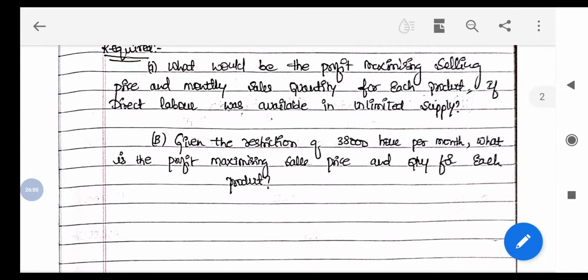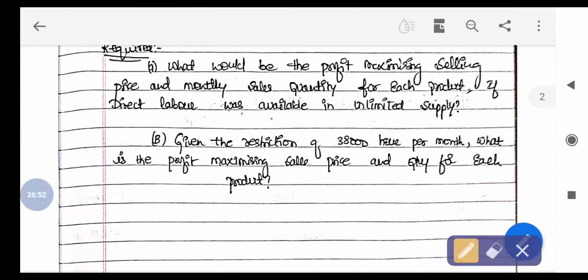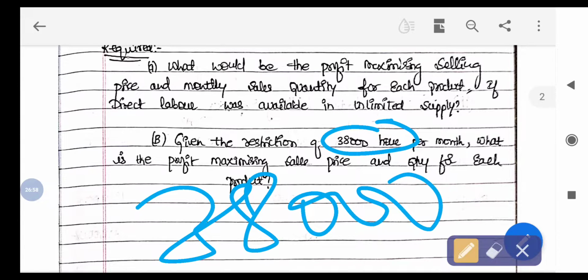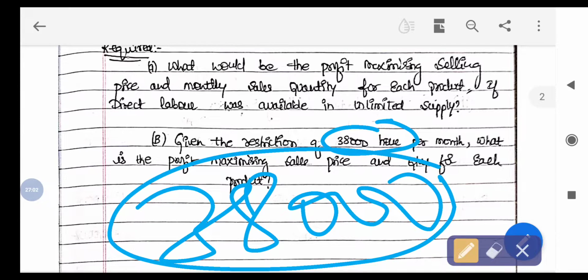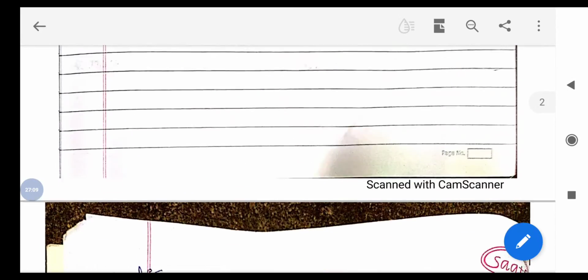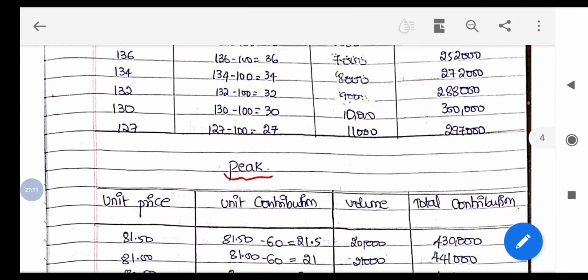Next situation, they are putting a limitation on the production: only 38,000 hours per month should be there, not above this. So in this case, how will you give the selling price and quantity for profit maximization? So let's look into the solution.